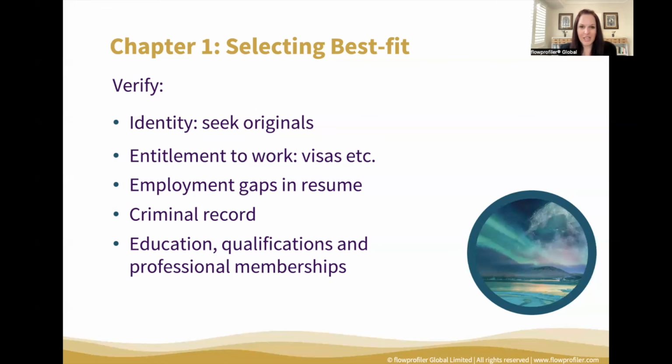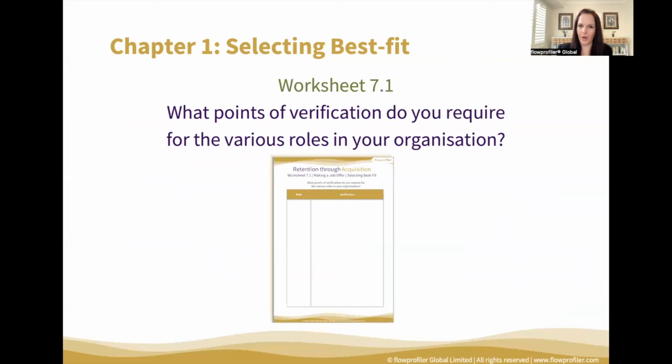So once again, just a chance to consolidate your thinking here with worksheet 7.1. What I'd like you to do, please, is to just list the various roles within your organization and then list the activities, the points of verification that are appropriate or a requirement for that role. Once again, these types of activities form a basis, form a framework of consistency for your future recruitment campaign. So well worth just taking the time just to consolidate your thinking around this space. So I'll leave you with that for now.